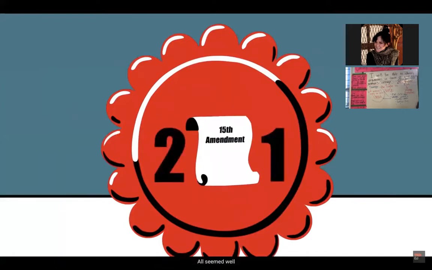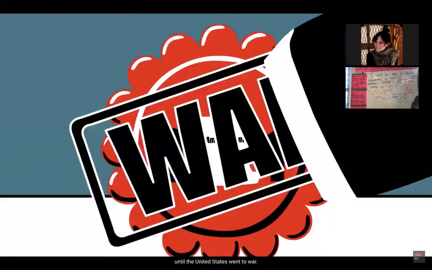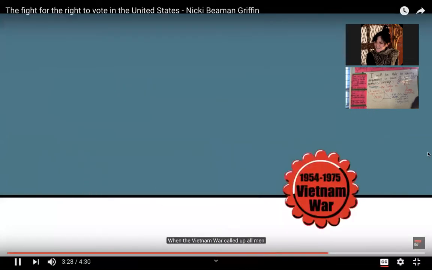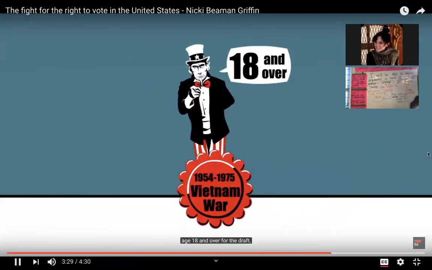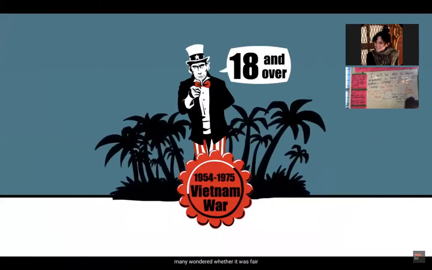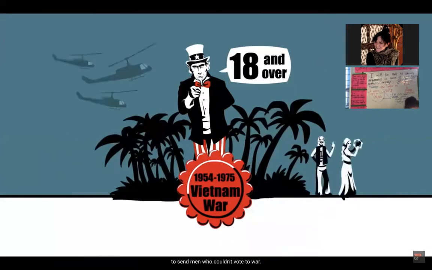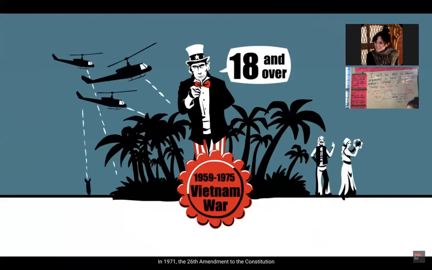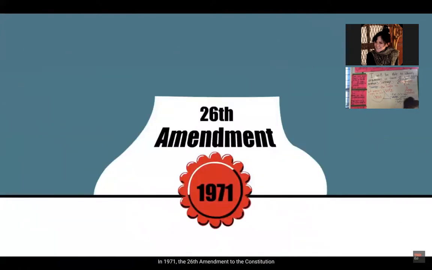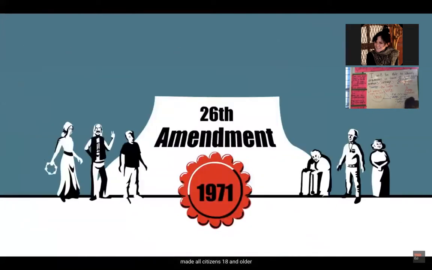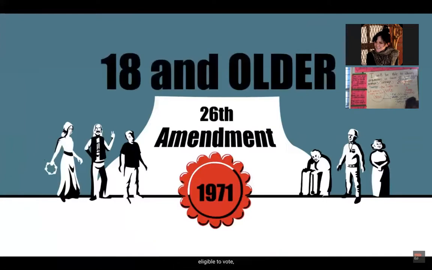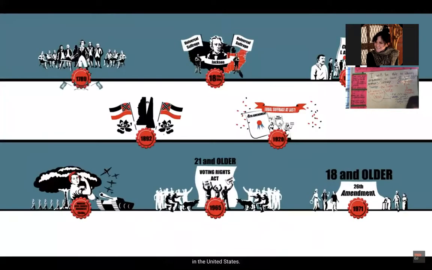All seemed well, until the United States went to war. When the Vietnam War called up all men aged 18 and over for the draft, many wondered whether it was fair to send men who couldn't vote to war. In 1971, the 26th Amendment to the Constitution made all citizens 18 and older eligible to vote, the last major expansion of voting rights in the United States.